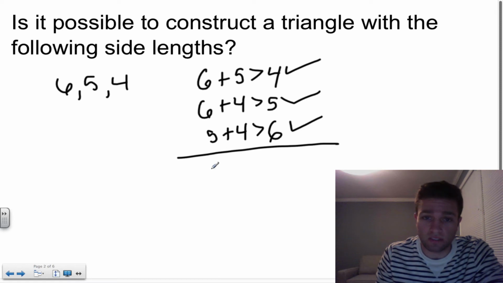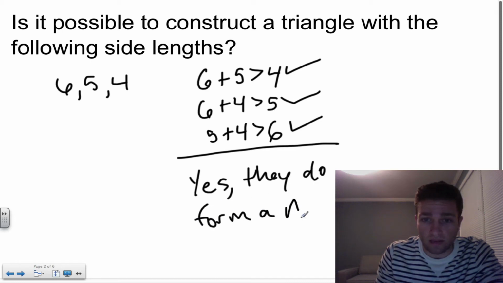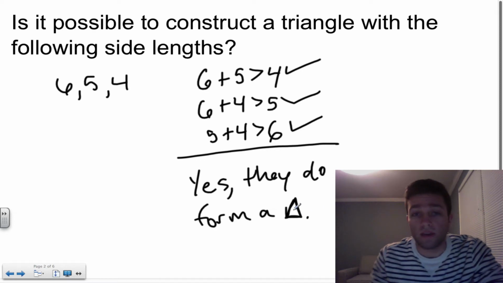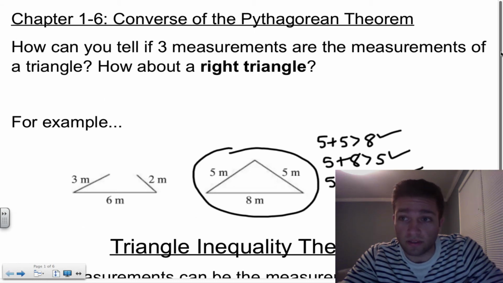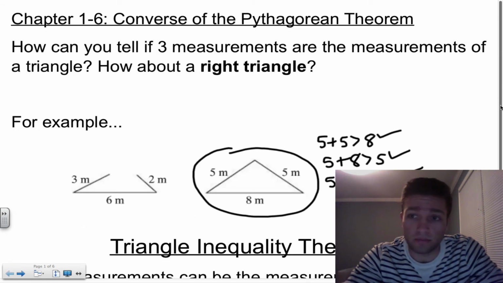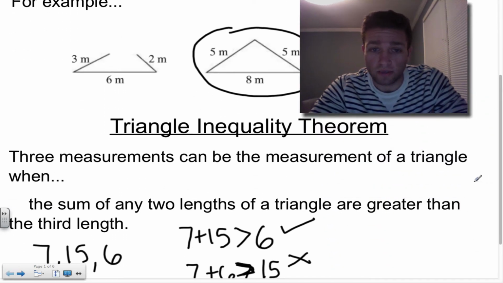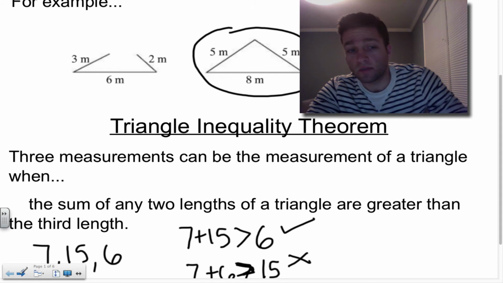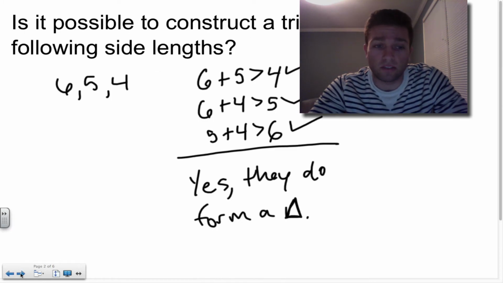Because all three of these things work, the answer to the question is yes, they do form a triangle. And there's a triangle. And that's all that's to the triangle inequality theorem. So if you didn't already, I would pause the video, add a little of this to your notebook. And if you didn't quite follow what I was doing, maybe I went too fast for you, just rewind, rewatch.